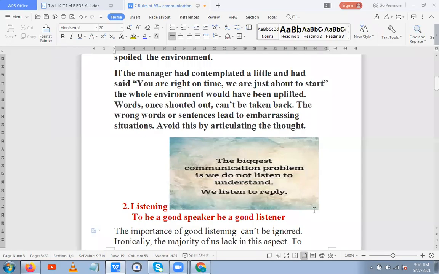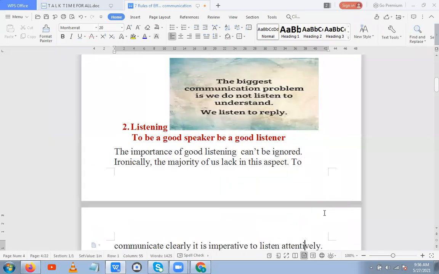I think we must have said this in class many times. You listen, do not listen just to reply quickly. Listen first to understand and then reply. So the second, after articulation, is listening.